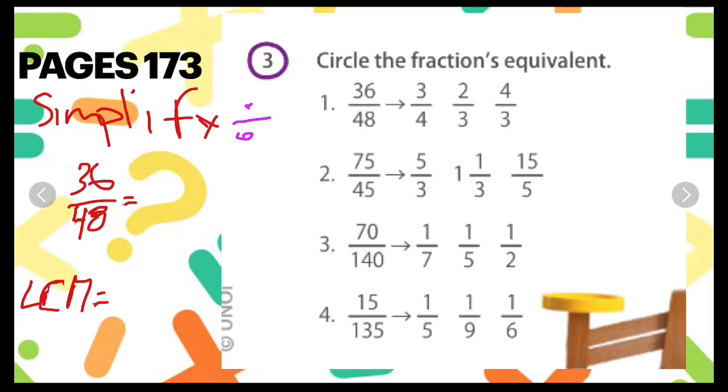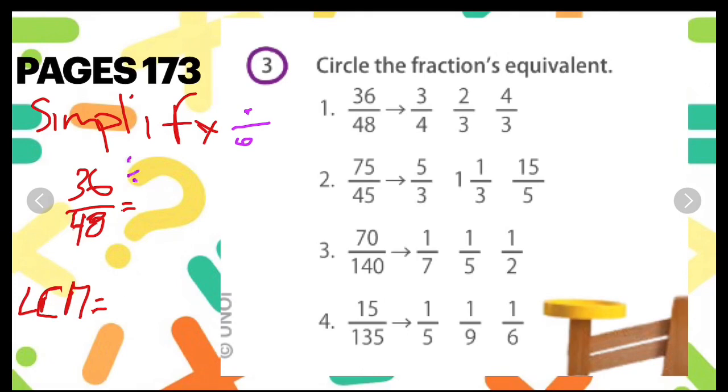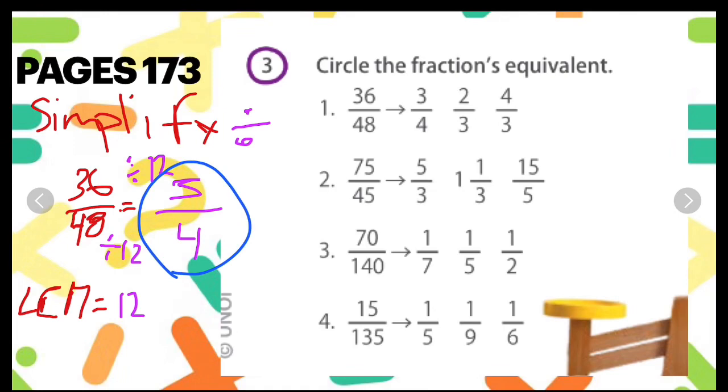Then no, it's too big. How about 36 divided by 12? Here your common number will be 12. 36 divided by 12 will be 3, and 48 divided by 12 will be 4. This result right here will be my equivalent fraction. So this one, 3/4, will be my equivalent fraction, because your common number is 12. 36 divided by 12 is 3, and 48 divided by 12 is 4.